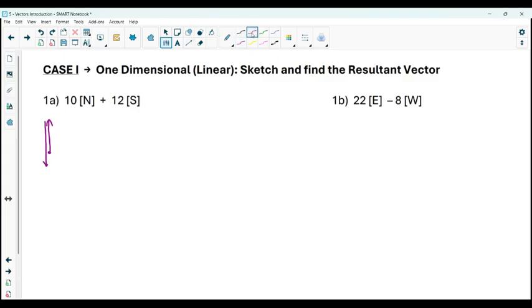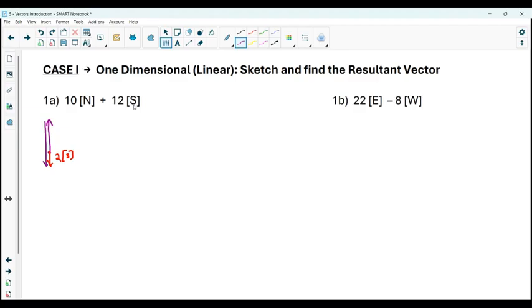I say, what's my resultant? Well, I started here and I ended down here. So that's my resultant like that. And you'd say, what is it? Well, 10 north and 12 south. That's going to be a value of 2 to the south, right? We can just do it with a picture like that.